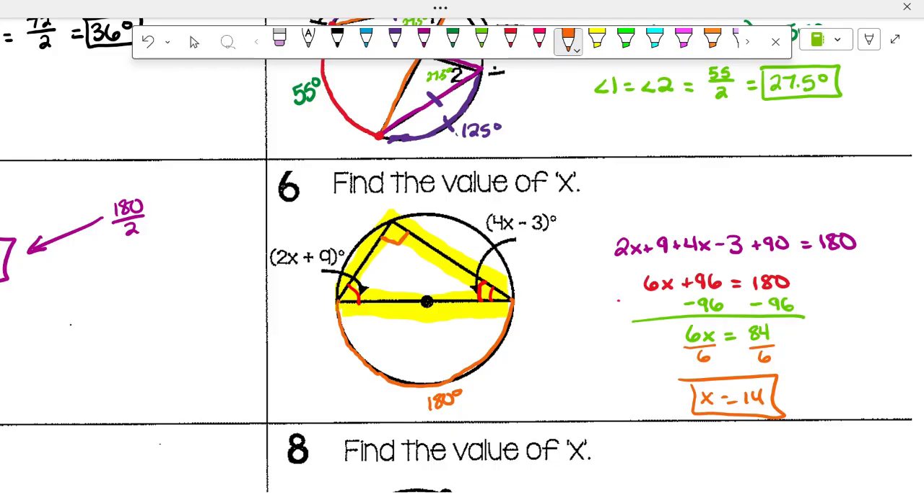So guys, sometimes knowing the property is only half the process. Knowing the property will lead you to how you solve for the answer, but you still got to use a little bit of logic with it. You had to notice that that was a triangle and that you can set that equal to 180 because it was a triangle.